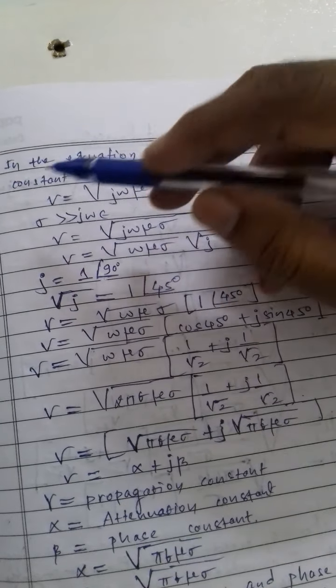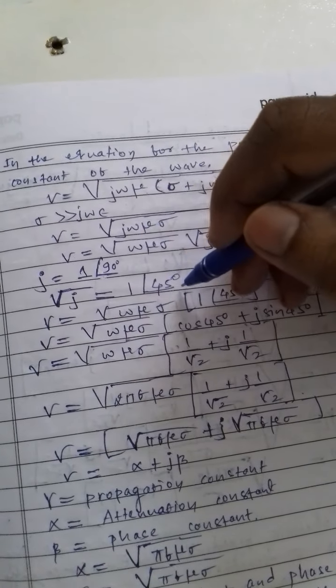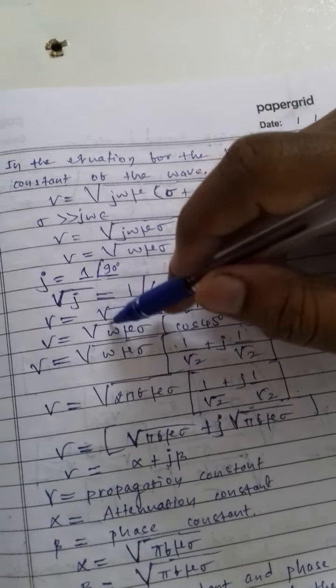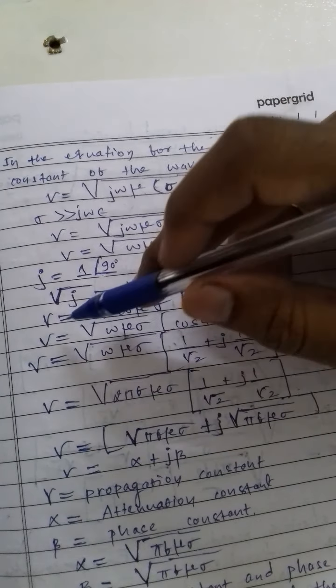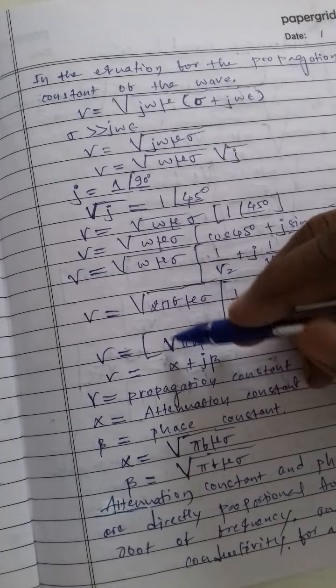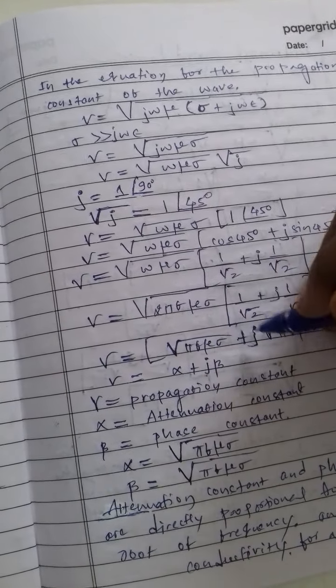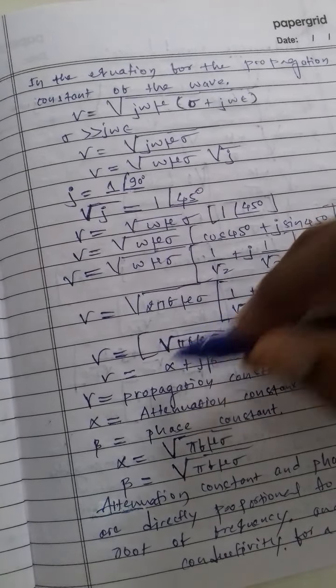j is equal to 1 angle 90 degrees. Square root of j is equal to 1 angle 45 degrees. So gamma is equal to square root of omega mu sigma into bracket of cos 45 degrees plus j sin 45 degrees, where sin 45 and cos 45 are each 1 by root 2. Gamma is equal to square root of pi f mu sigma plus j square root of pi f mu sigma.